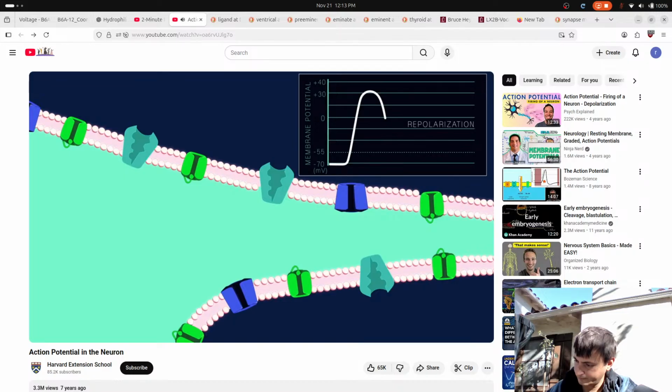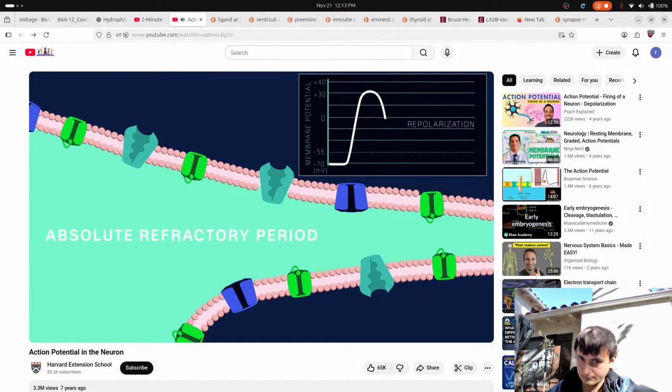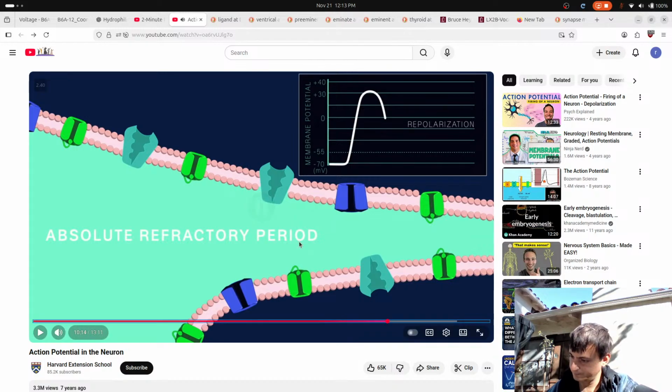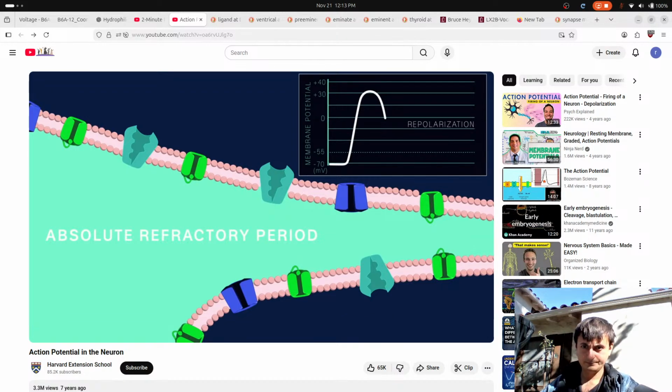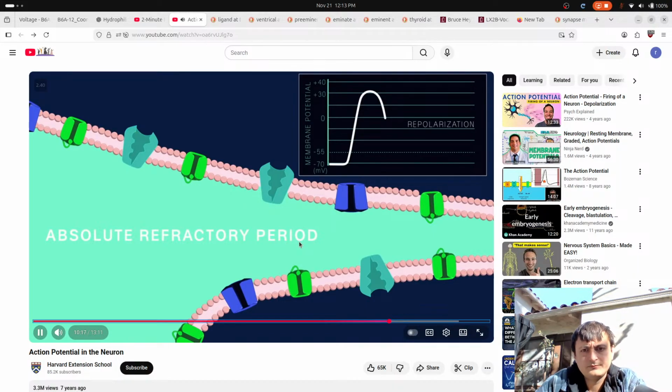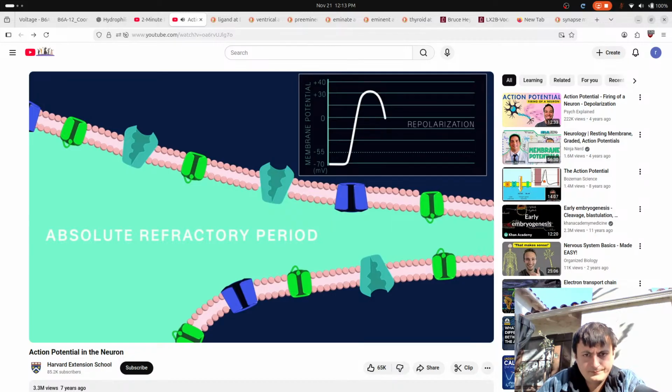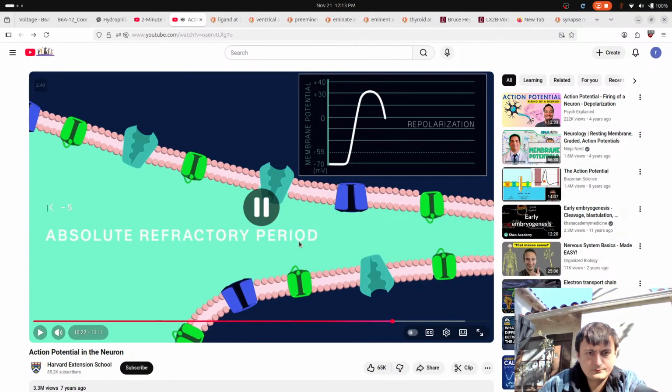During repolarization, the inactivated sodium channels won't respond to any stimulus at all. During this time, the neuron is in its absolute refractory period, the period of time when a nerve cannot fire another action potential, no matter how strongly it's stimulated. The absolute refractory period prevents action potentials from happening again too quickly and prevents the action potential from traveling backwards.